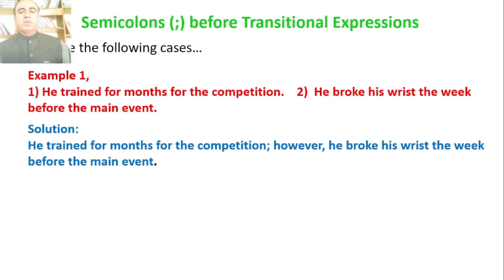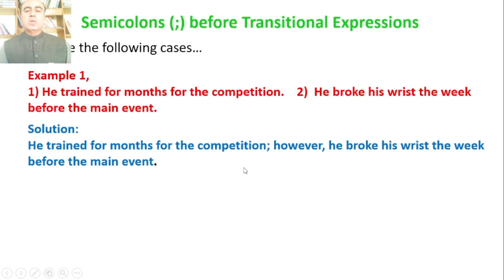If it was "therefore," he won the competition, that would be expected. "However" makes us alert that something unexpected is going to be told in the next sentence. This is the beauty of these transitional expressions. They make your reader alert. He becomes conscious whenever he reaches such a point. "However," comma, he would be waiting. What is the news? He broke his wrist the week before the main event.